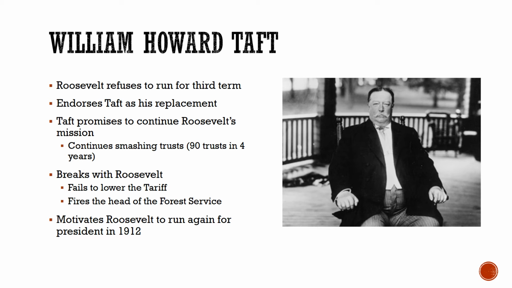However, Taft decides, as he's going through his presidency, to break with Roosevelt on a couple of issues. One is that he decides not to lower the tariff, which he promised he would, and he fires the head of the National Forest Service, a guy that Roosevelt really liked. And because of this, Roosevelt decides that William Howard Taft doesn't know what he's doing, and Roosevelt runs for president again in 1912, which leads to a very wacky election.